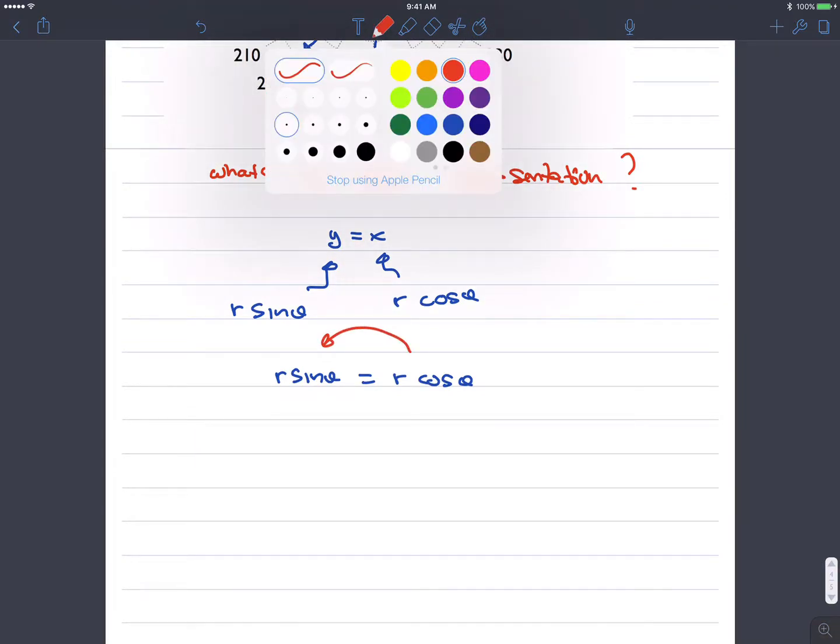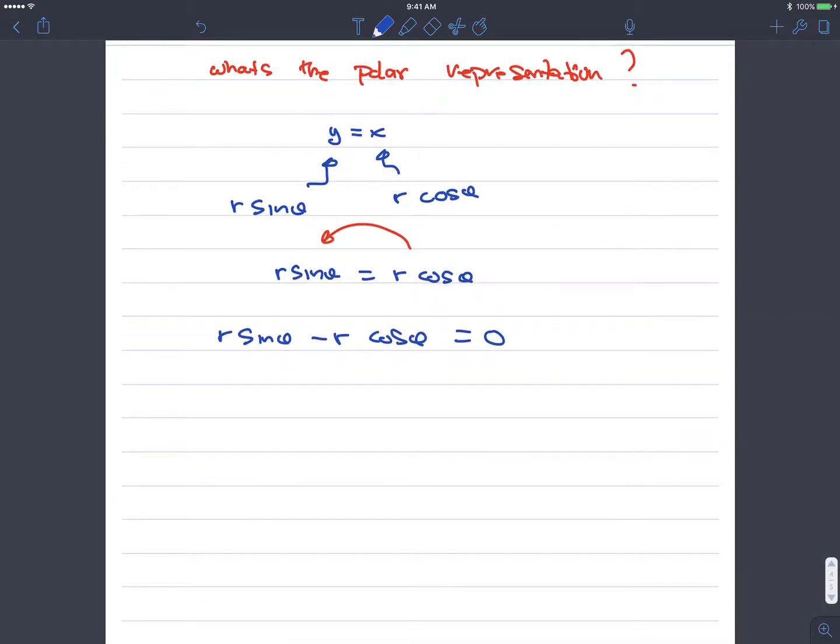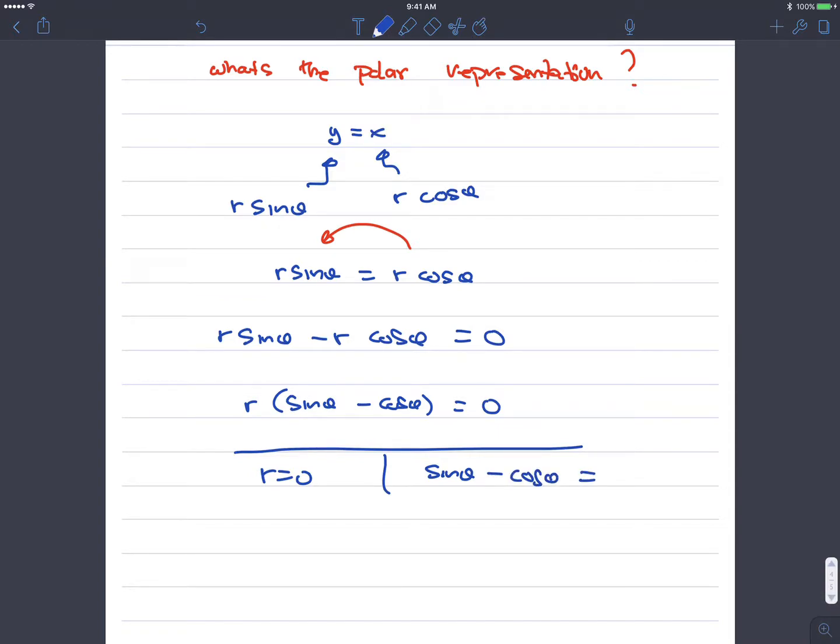What happens if I translate that term? I get r sine theta minus r cosine theta is 0. If you factor your r out, we get what? Sine theta minus cosine theta is 0. Zero product rule says what? r is 0, and I get sine theta minus cosine theta is 0.